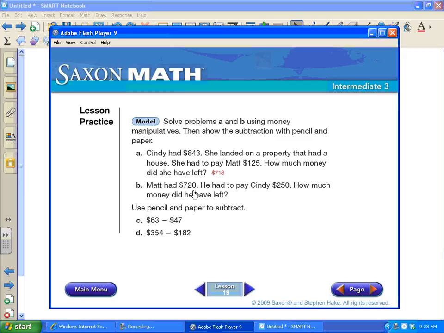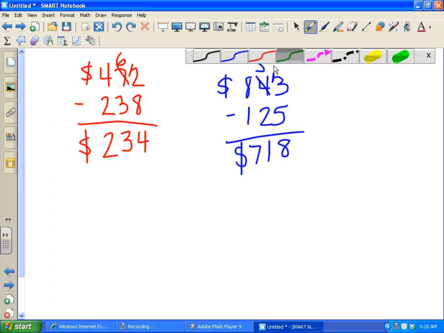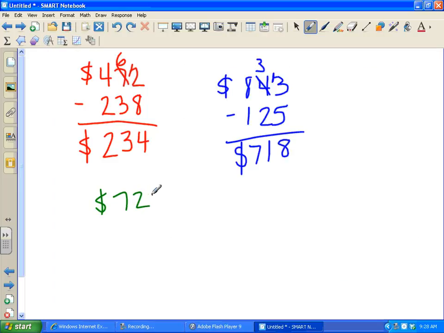Matt had $720. He had to pay Cindy $250. How much money did he have left? So $720 and $250. Here we go. Let's see. Talk me through this one, Macaulay. She says 0 minus 0 is 0. Now, don't say it that way. Say you cannot take 5 away from the 2. Okay? So we have to do what?